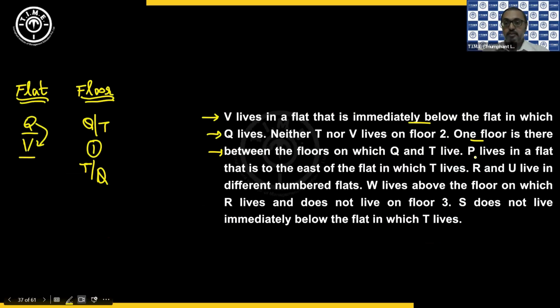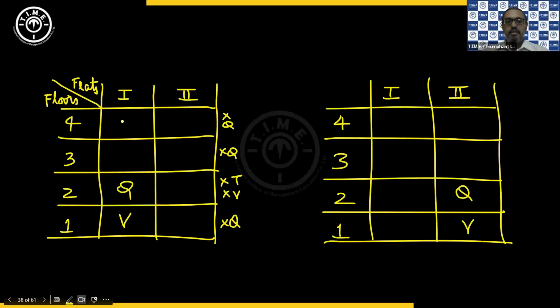Okay, further, what he says. P lives in a flat that is to the east of the flat in which T lives. See, wherever T is, definitely P should be east. East means what? Right side. So by default, they have to be on the same floor. That means T definitely has to be in flat 1. Then only flat 2 is on the east side of flat 1, such that P can be on the east side of T. Correct? So T, P.